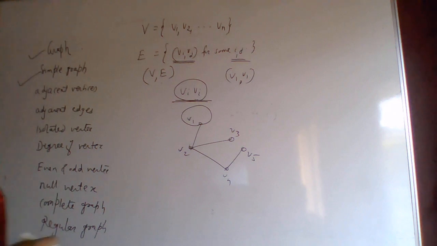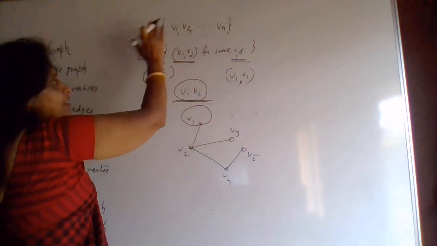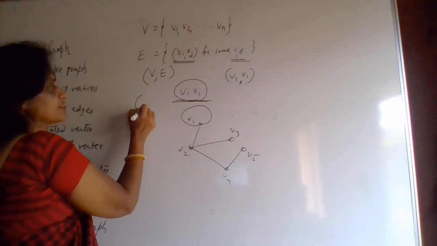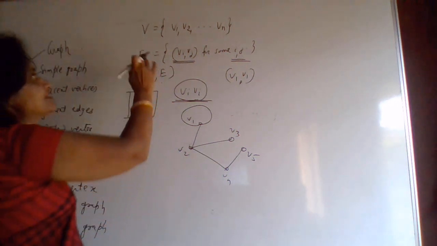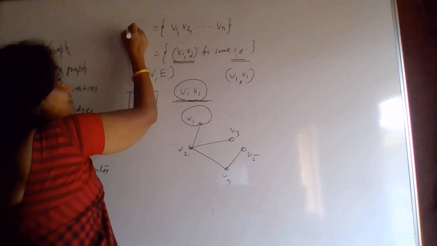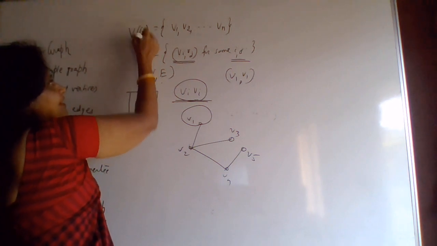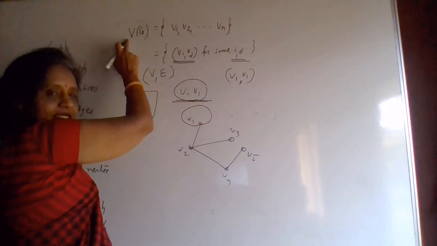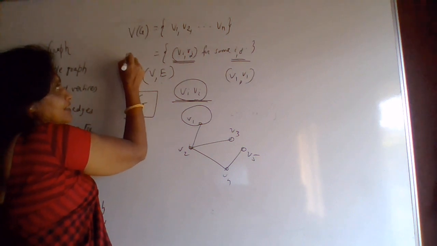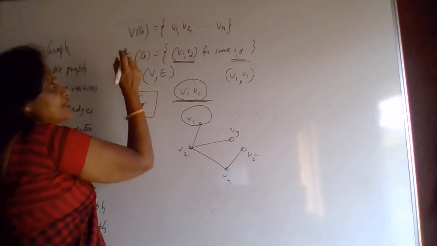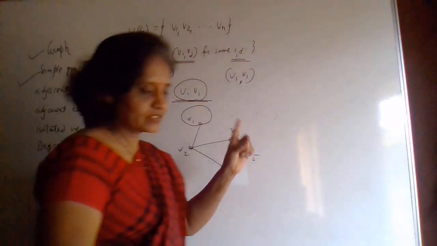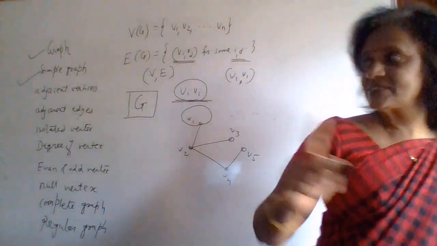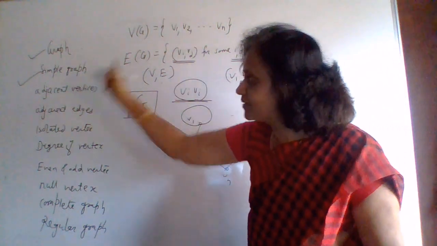Now before I proceed to the next, I will just tell you about this graph, which is obviously a graph, so we denote it by G, and usually instead of saying V, we write V(G), that is the vertex set of graph G, and this we denote as E(G), that is the edge set of graph G. So this is what I explained to you: what is a graph, what is a simple graph.